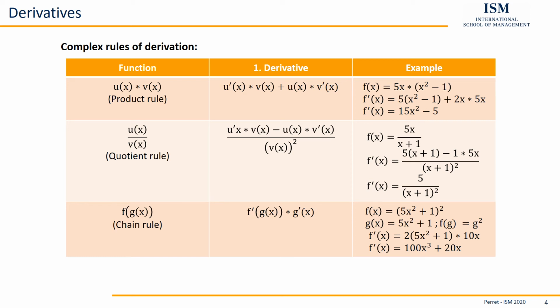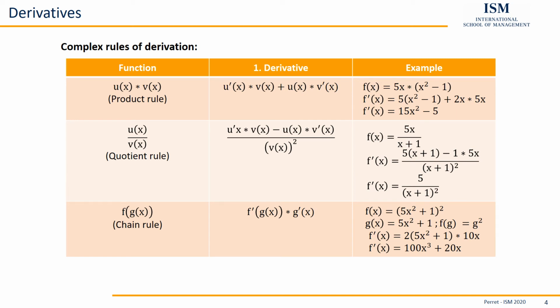Instead of g, I'm using again 5x squared plus 1. And then I multiply all of this with the derivative of g, of the inside function. The derivative of 5x squared plus 1 is 10x. So I have 2 times, that's the derivative of the outside function.